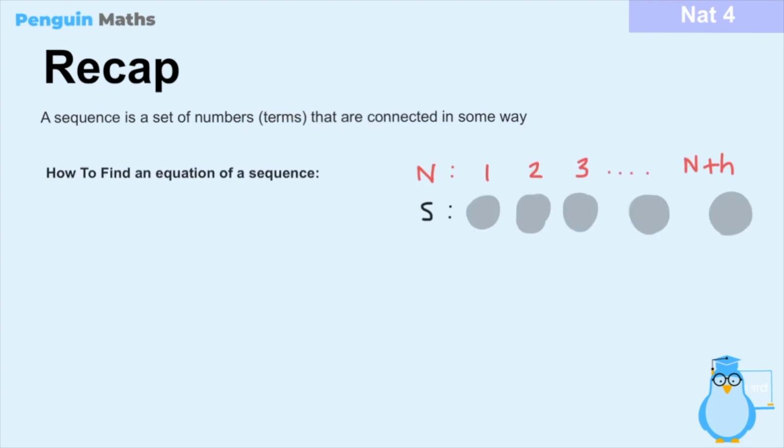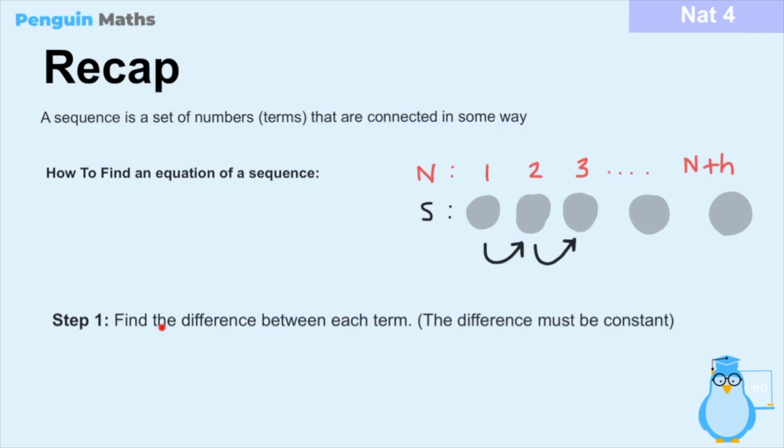And we also learned how to find out the equation of a sequence, or in other words, how to find the nth term. So step 1 is to find the difference between each term. So in other words, the difference in the jump between the first and the second term, and the second and third term. And this difference between all of the terms must be the same, it must be constant. And if we call this difference d, then we can say that the first part of the equation is s is equal to d times n.